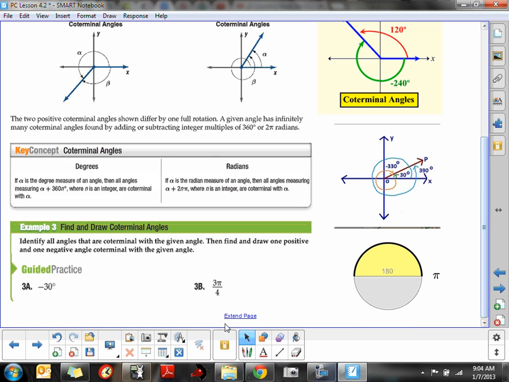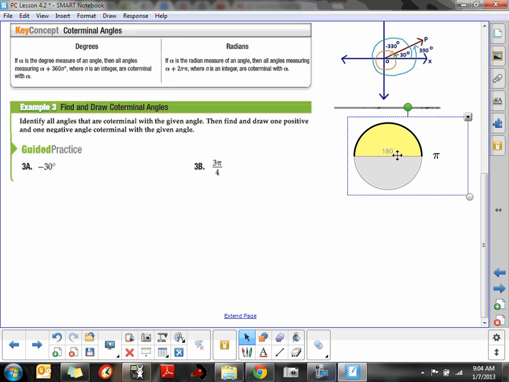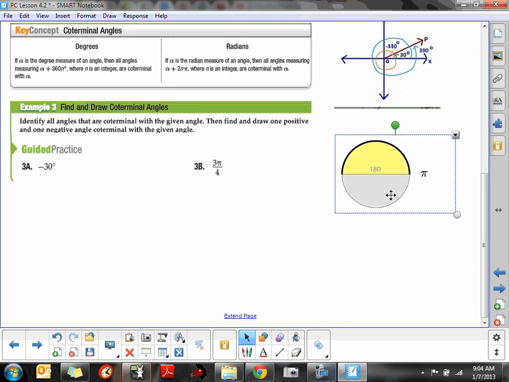I got another little diagram here, a picture that I want us to keep remembering: our unit converter for radians to degrees is that pi is the same as 180 degrees. I thought that was a good graphical way of seeing the connection between them. But let's look at example 3 and what they've asked us to do.